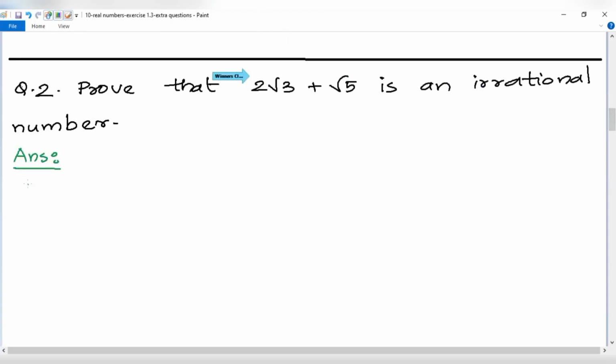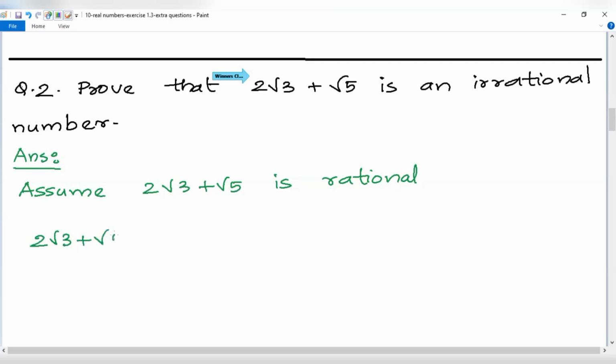We will write, assume 2 root 3 plus root 5 is rational. We will always begin like that. We will assume that it is rational. When it is rational, we can write it in p by q form. So we will write it as a by b.